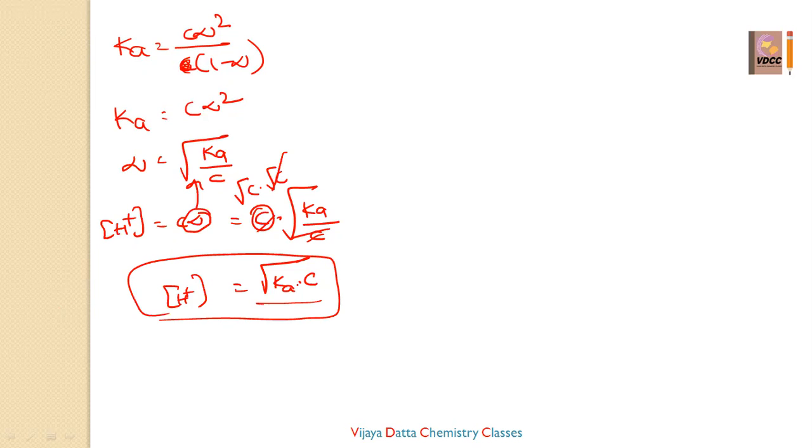H plus is the concentration at equilibrium, C is the molar concentration of the acid, and Ka is called the ionization constant of the acid. Like this only we can calculate it for the base also. The base calculation we'll see in the next video.